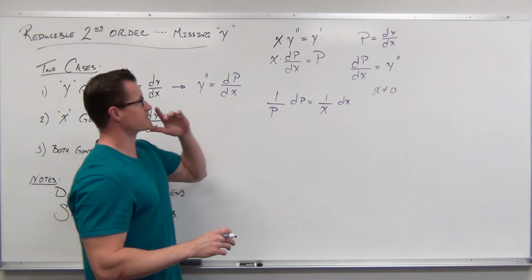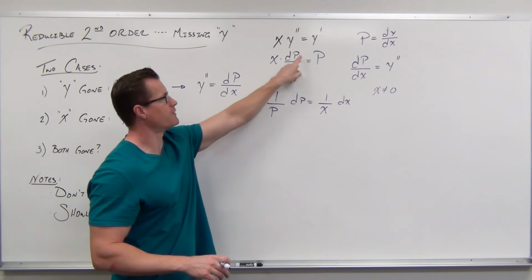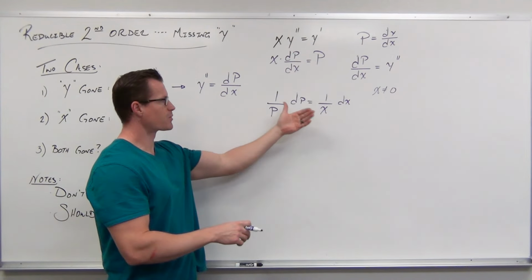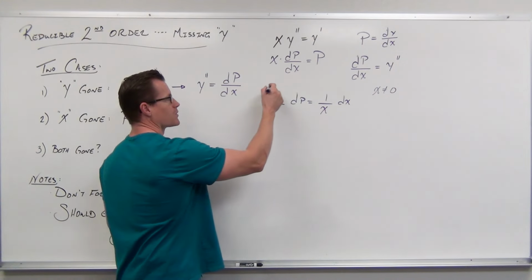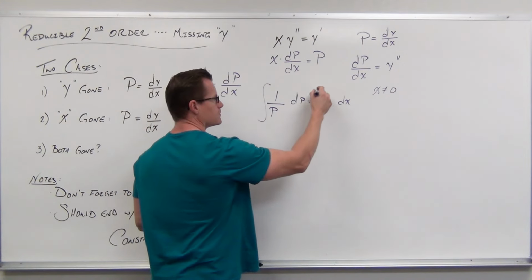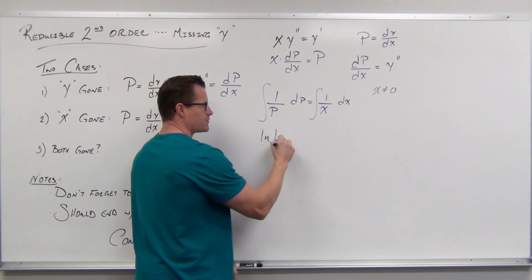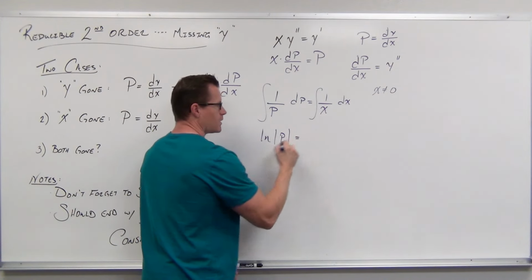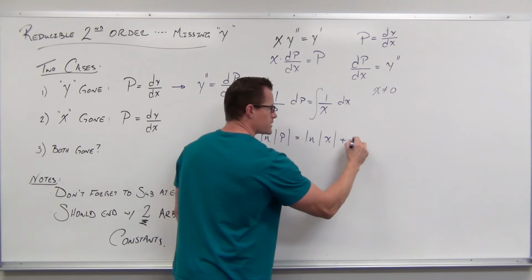Well, okay, so let's see. First derivative is a variable. Second derivative is derivative of that variable. No problem. Separable, great. We got p's dp. We got 1 over x dx. Let's integrate both sides. On the left-hand side, we'll get ln absolute value of p. On the right-hand side, we'll get ln absolute value of x plus c sub 1.